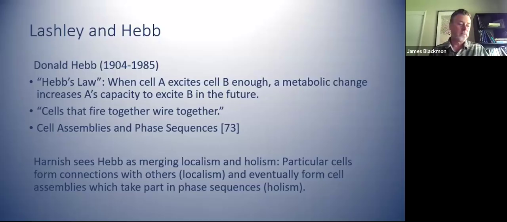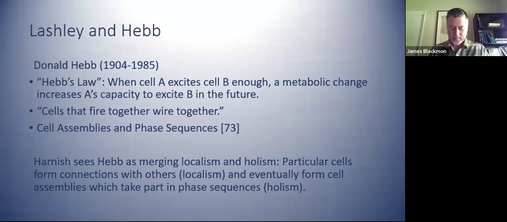Donald Hebb is known for Hebb's law. When one brain cell excites another enough, there's a change in A's capacity to excite B in the future. And everyone now says cells that fire together wire together. So if this cell A keeps stimulating this cell B, the more often that happens, the more likely it will happen in the future, the more likely its ability to trigger the other cell to be stimulated in the future.